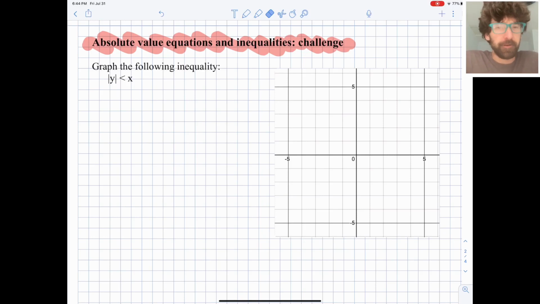All right, we're going to wrap up our work with absolute value equations and inequalities by looking at a pretty good challenge right here, graphing the following inequality. The absolute value of y is less than x. What I really encourage you to do is to pause the video, try this on your own. Even if you make a mistake, it's okay, and then unpause it and follow along as we'll solve it together.